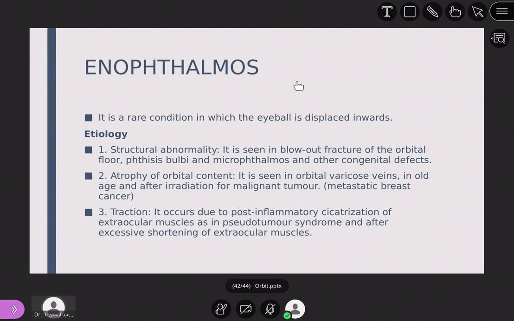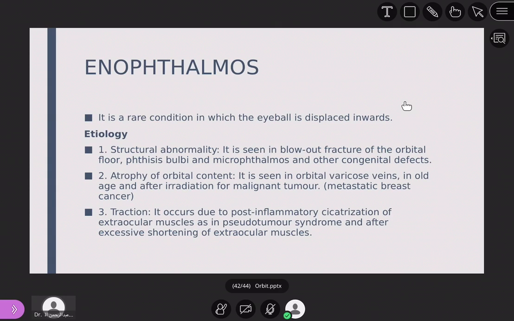Enophthalmos is the opposite. It is a rare condition in which the eyeball is displaced inward, not outward. Etiology: structural abnormality. It is seen in blowout fractures. Very important that the blowout fracture will cause enophthalmos, phthisis bulbi, microphthalmos, and other congenital defects, and then atrophy of the orbital contents. It is seen in orbital varicose veins in old age and after radiation for malignant tumor, especially metastatic breast cancer.